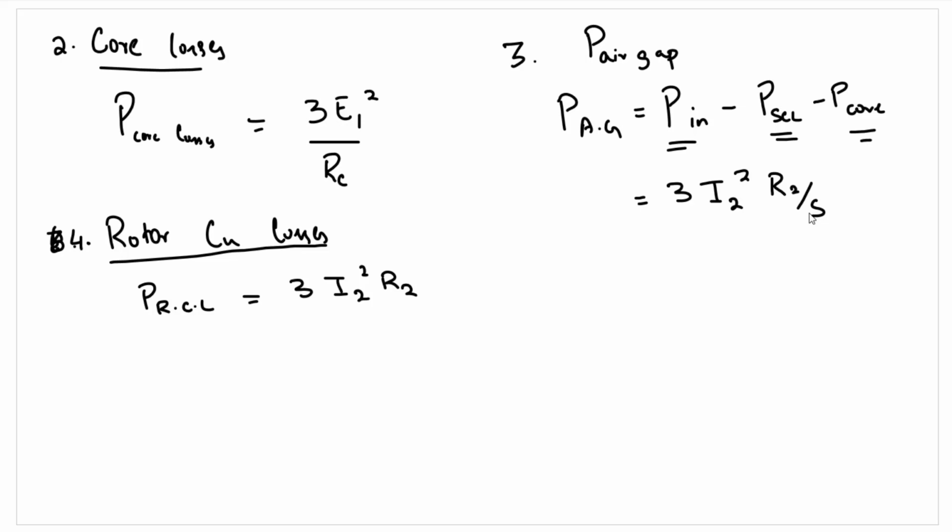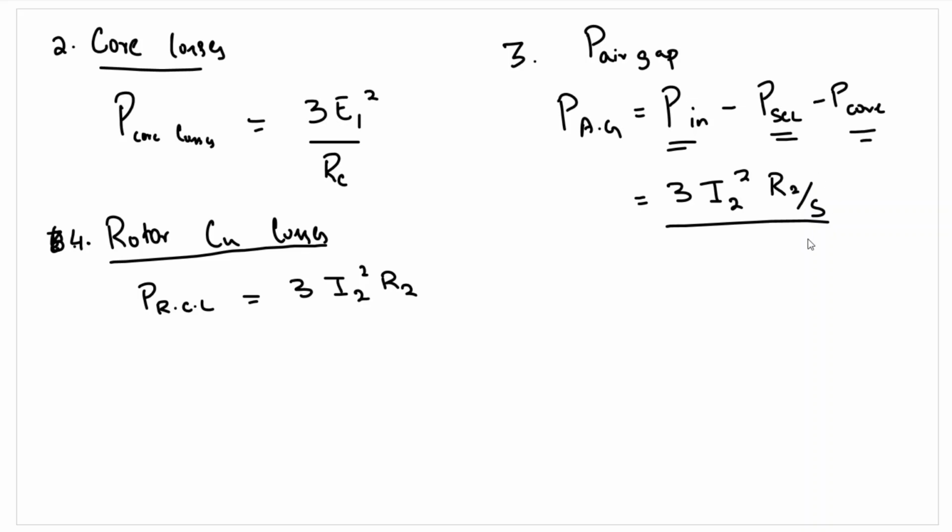That's actually R2 by S when referred to the rotor, when referred to the stator side. And for a three-phase circuit, it will be thrice. Rotor copper losses will not take the slip into account. It will only be thrice I2 square R2. So rotor copper loss and the air gap power are different.